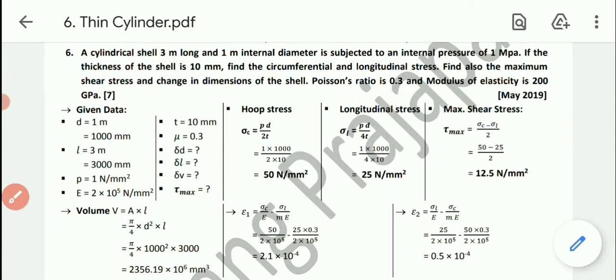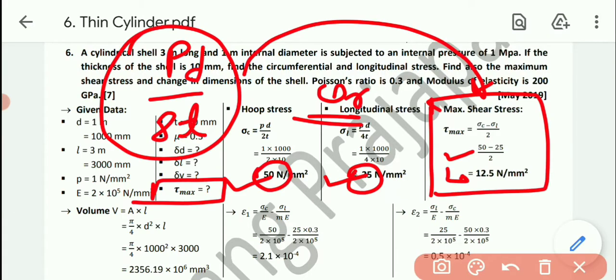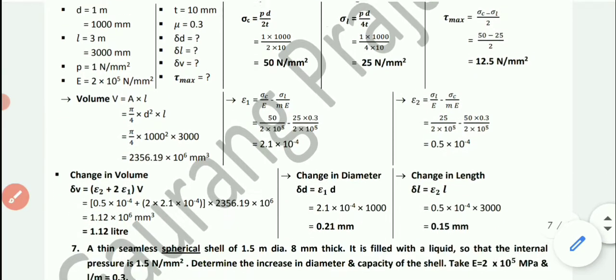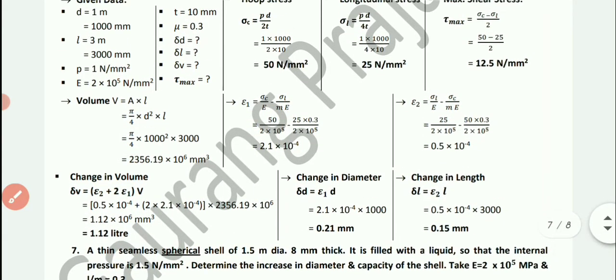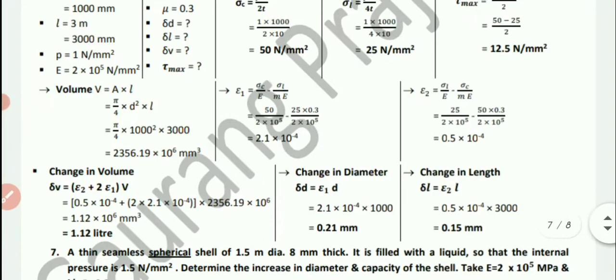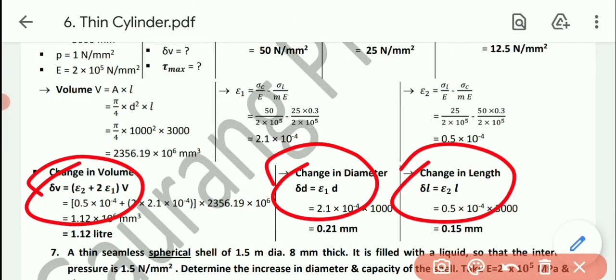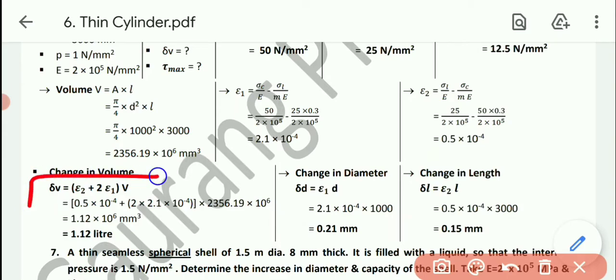So we have calculated all three first terms: sigma c, sigma L and tau max. Now they have also asked us to calculate the change in volume, change in diameter, and change in length, meaning change in dimensions. For that, the formula for change in volume is epsilon 2 plus 2 epsilon 1 into V. Change in diameter, as we have already seen in the theory, is epsilon 1 into D, and change in length is epsilon 2 into L.